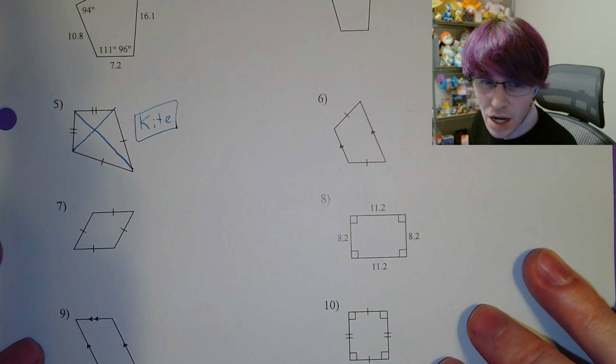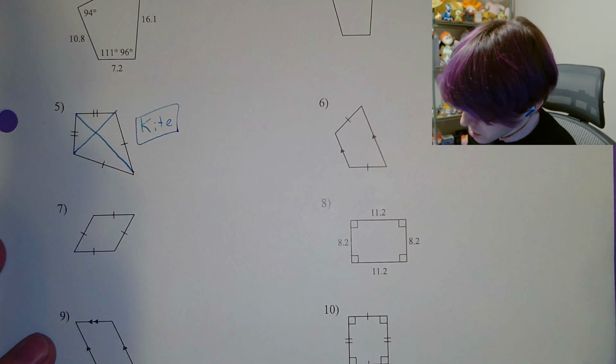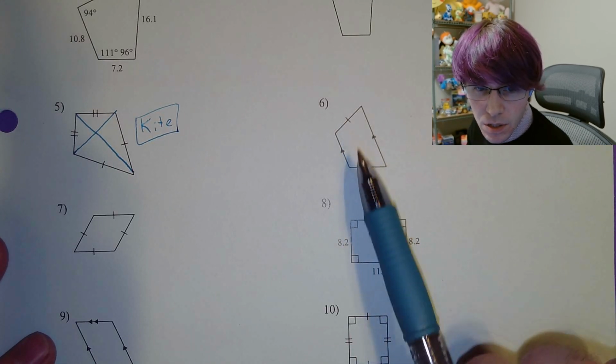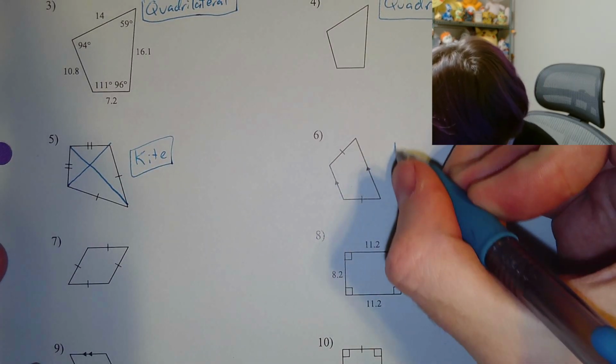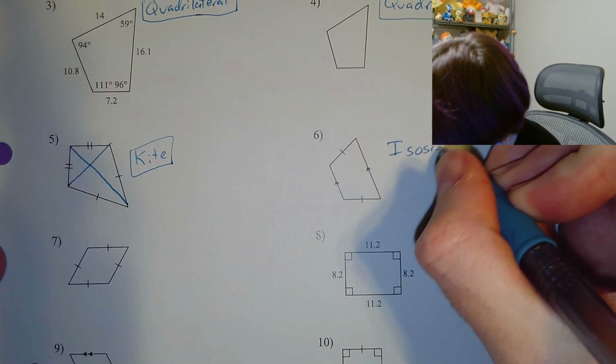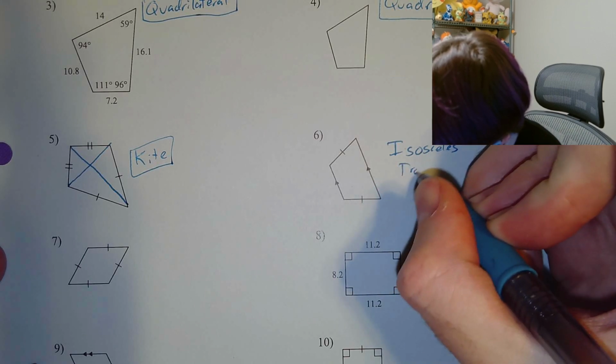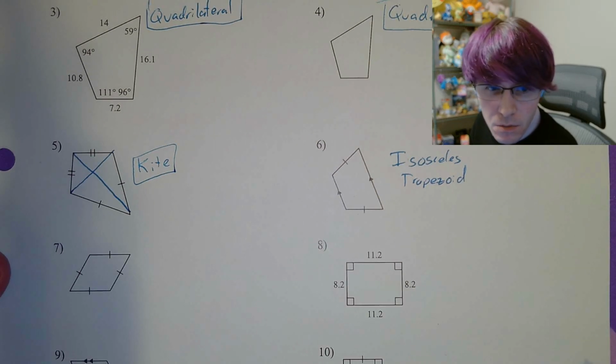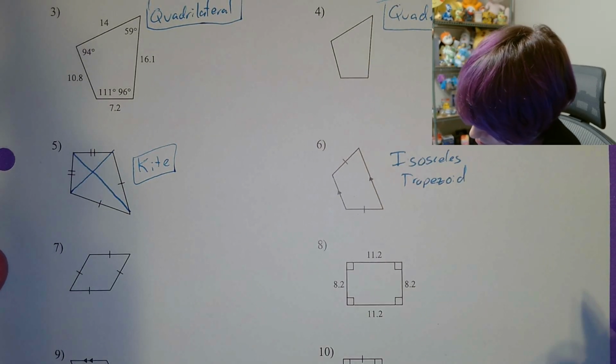Question number 6 here. This one is going to be a trapezoid because you have exactly one pair of parallel sides, but it's an isosceles trapezoid because these two are the same length. So we're going to call that an isosceles trapezoid. Boom, boom, boom.